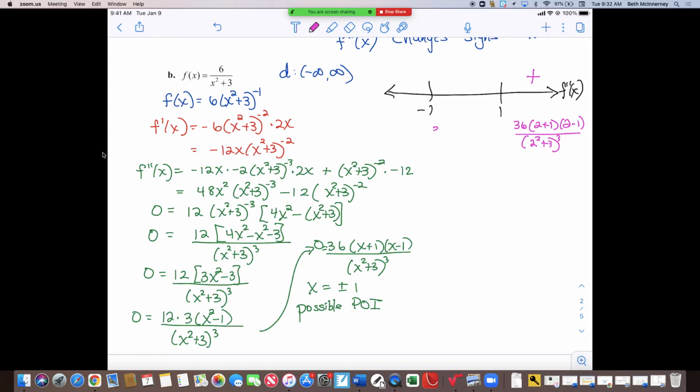Then let's choose 0. So that's a minus. And again, I can just start ignoring the denominator because it's always positive. And then let's do 36 times negative 2 plus 1, negative 2 minus 1. So that is positive.